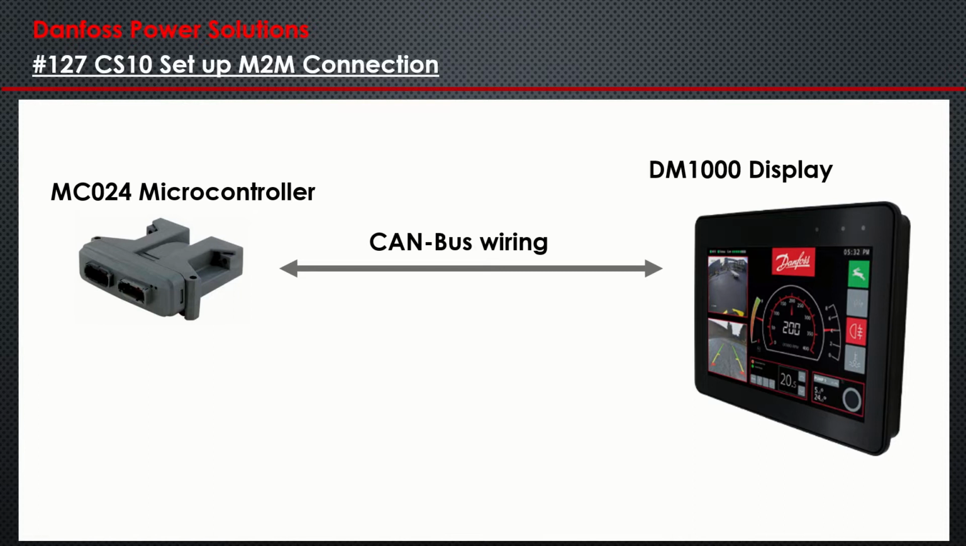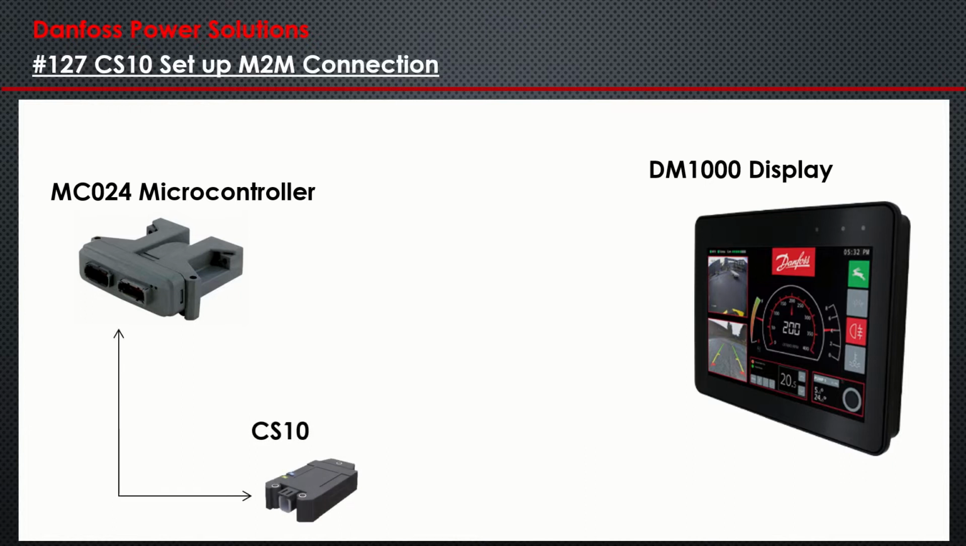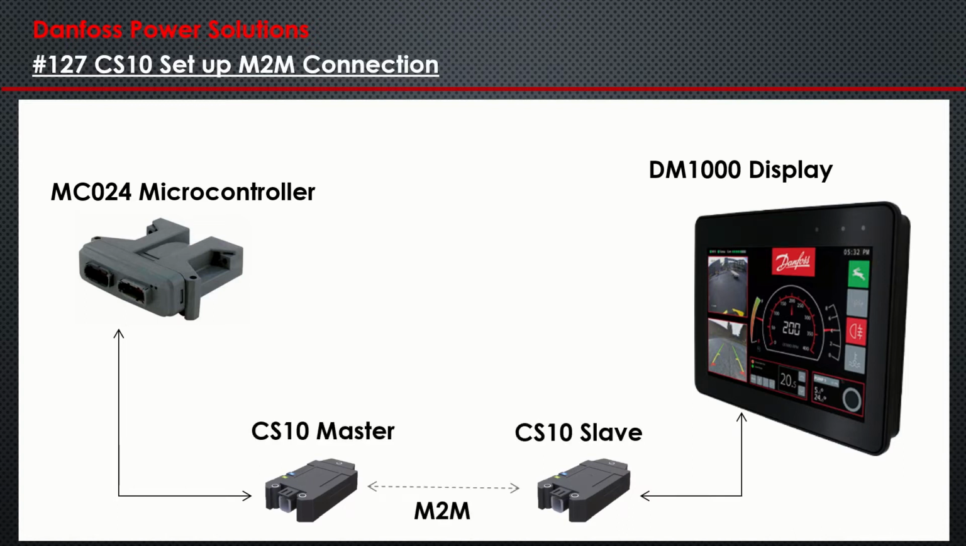To send out and receive the CAN messages, it's necessary to have physical wiring, which can be challenging for some projects. Instead of a physical connection for the CAN communication, I will use two CS10s to build up a CAN bridge. One CS10 is connected to the CAN of the microcontroller, and another CS10 is connected to the DM1000 display. Each CS10 will act as a remote interface for sending and receiving CAN messages that can be accessed from the microcontroller and display as if they were physically connected.